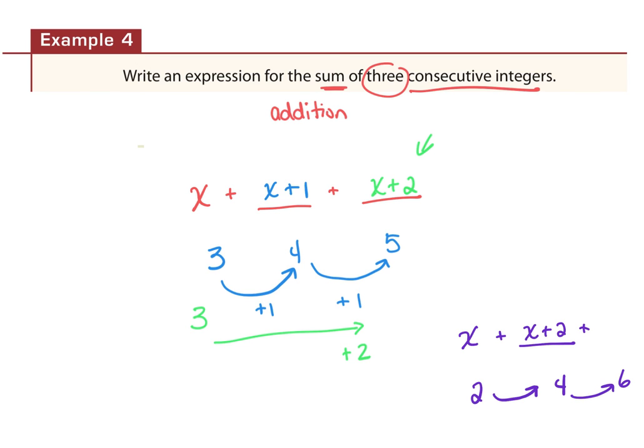Yeah, it's going to be 6, so it's going to be x plus 4. That's right. Does everybody see that? So pay attention to the words that they're saying and think about logically how you would go from one to the next. Even if you have to write down an example.